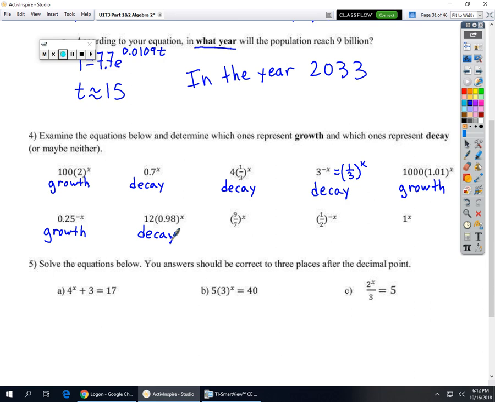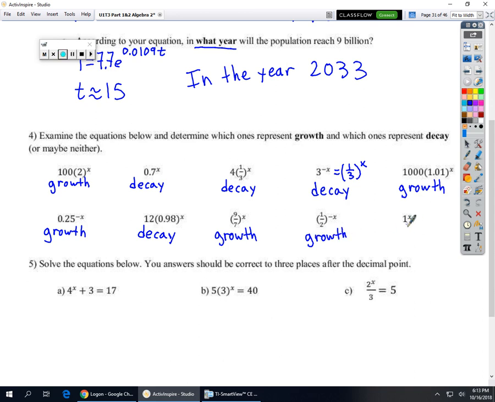9/7. Well, 9/7 is a fraction, but it's a fraction bigger than 1 because 9 is larger than 7. So you're going to get 1 point something. This is going to be a growth. All right, let's look here. A half is less than 1, but I have a negative, so it ends up being the opposite of whatever this is. So instead of a decay, this is actually a growth.